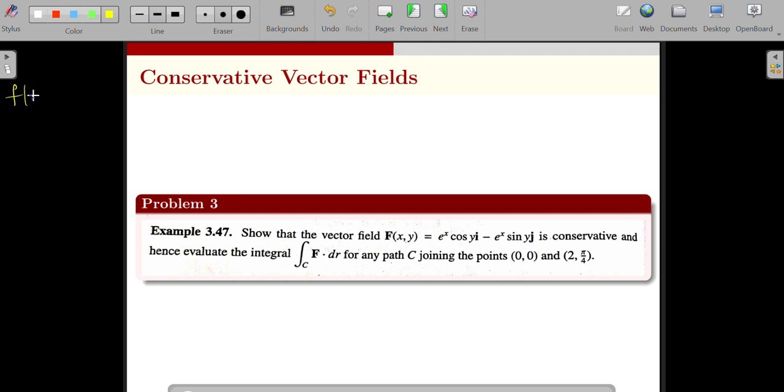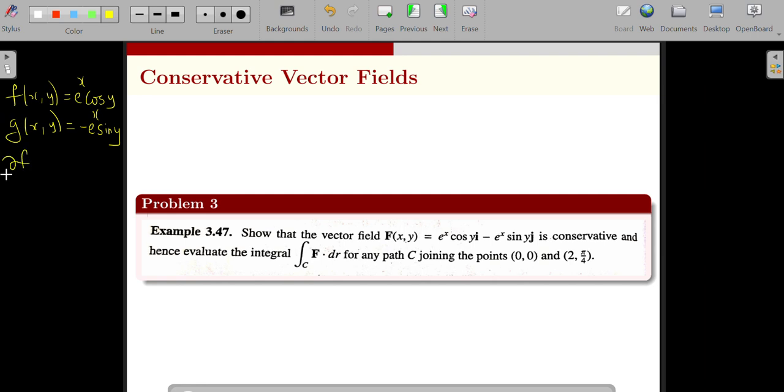So we have f of xy is e raised to x cos y, g of xy is equal to minus e raised to x sin y.